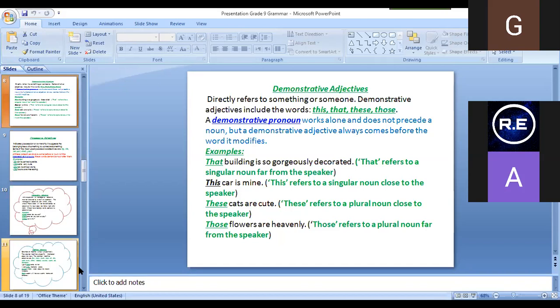True? Okay. Now the challenging question, who can tell me what kind of word is gorgeously? Adverb. Why is it an adverb?